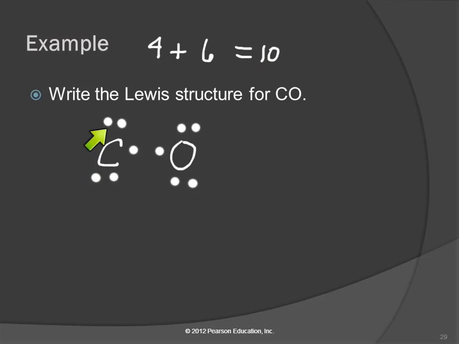This carbon has 2, 4, 6. This oxygen has 2, 4, 6. They each have 6 electrons. That's not an octet. I don't have enough electrons that I can just throw some in there. I can't just do that, because where did those electrons come from? They can't just come out of nowhere.